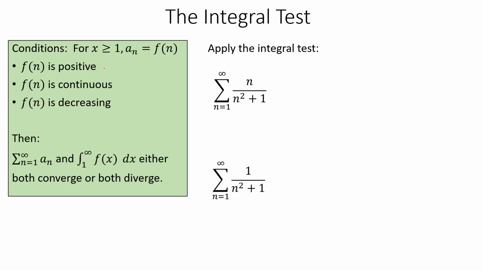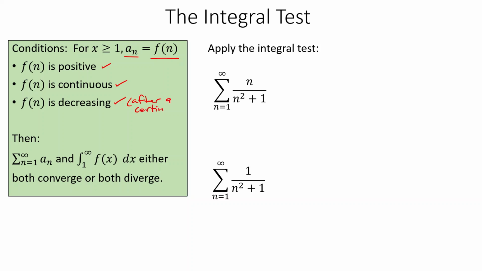to check some conditions. First, we have to check, is the sequence inside always positive? Are all the terms of the series positive? If we wrote it as a function, would it be continuous? So we can't have any asymptotes or things like that. And is it always decreasing? Or decreasing after a certain point is okay?